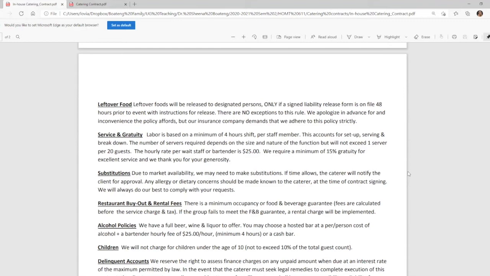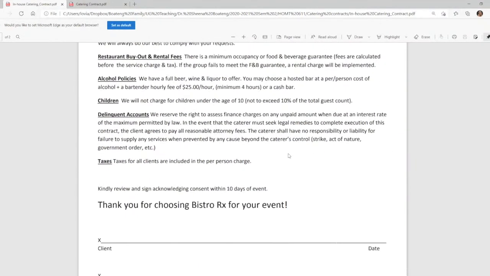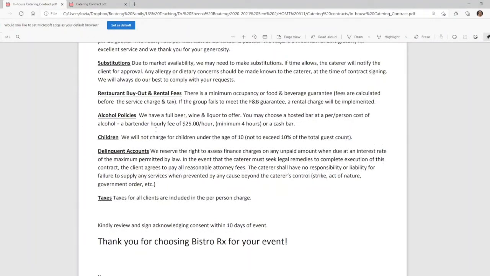And you realize that they have other provisions in terms of service and gratuity, substitutions, restaurant buyout and rental fees, and then alcohol policy. Do you see that? Mm-hmm. So they are telling you in booking them to organize your event that they also have what? A full beer, wine, and liquor to offer. So that means they have a fully stocked bar.